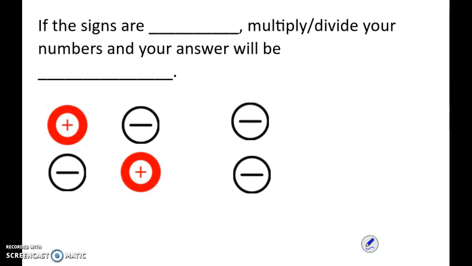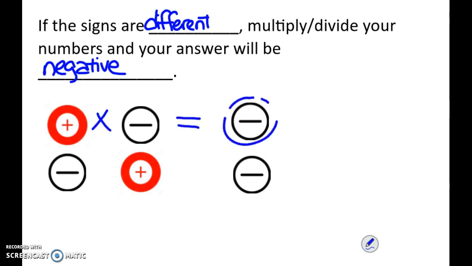So the first thing is that if the signs of the numbers that we're multiplying and dividing are different, then we're going to multiply or divide the numbers and the answer will always be negative. Okay? If we have a positive number times a negative number, the answer is negative. If we have a negative number times a positive number, our answer will also be negative.